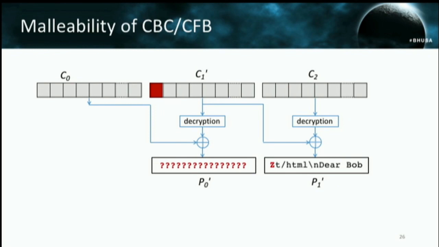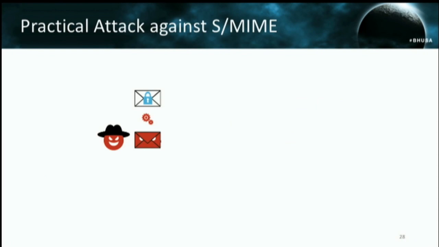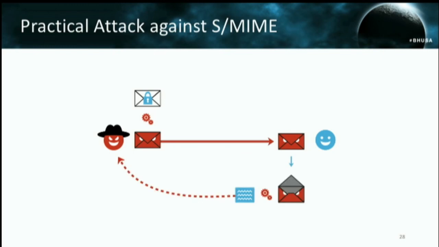So how can we use these malleability gadgets now to attack S/MIME? Therefore, we have to look at the attacker model first again. So we have Eve. Eve has obtained an encrypted email. He is now able to modify this email using those malleability gadgets or CBC gadgets. And then he wants to send this email to Bob. Bob now decrypts this mail, so simply opens this mail for reading. And the goal is now that this mail will exfiltrate itself using those back channels Jens described before.